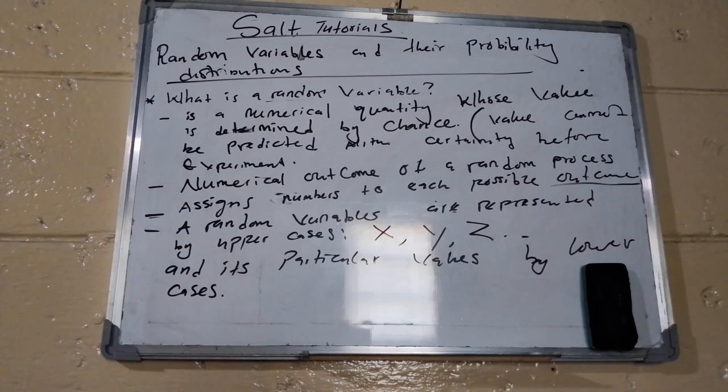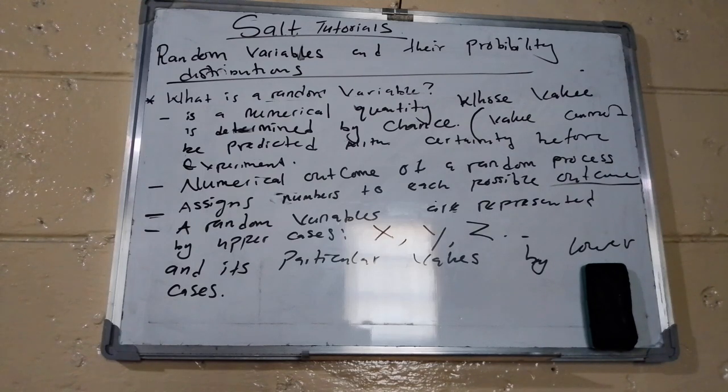So this is a brief description of what a random variable is. When it comes to understanding what a random variable is, you are supposed to understand the types of random variables. This is just basically the definition of a random variable. I'm simply saying it is a numerical quantity whose value is determined by chance, a numerical outcome of a random process, or simply a variable which assigns numbers to each possible outcome.